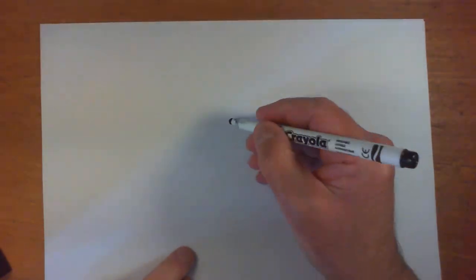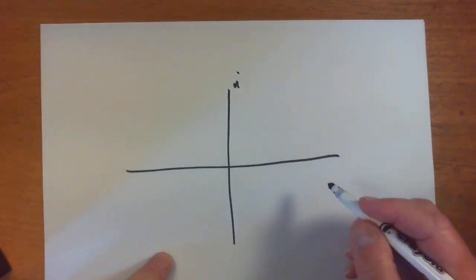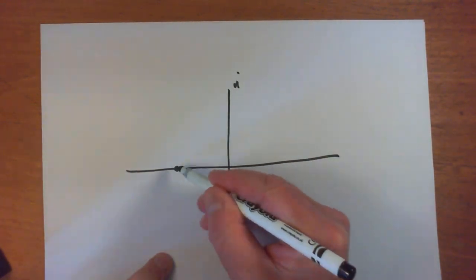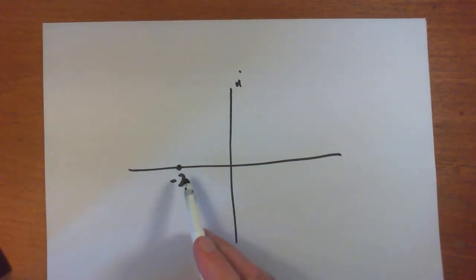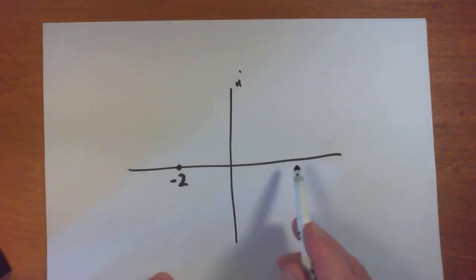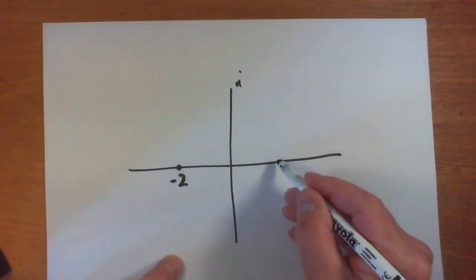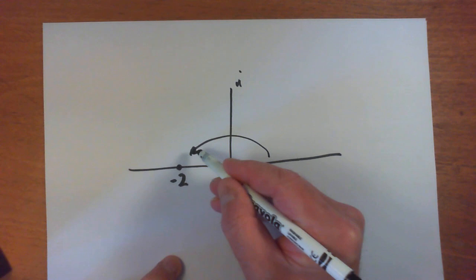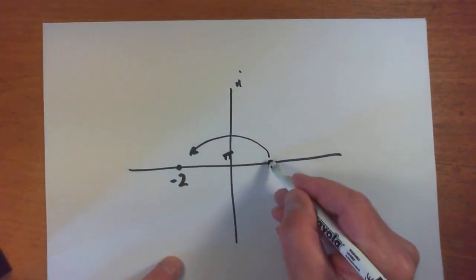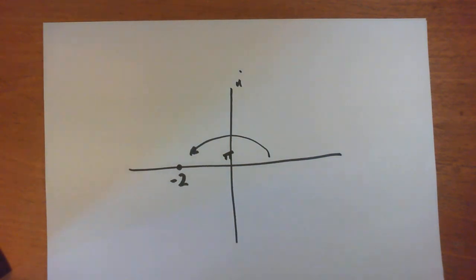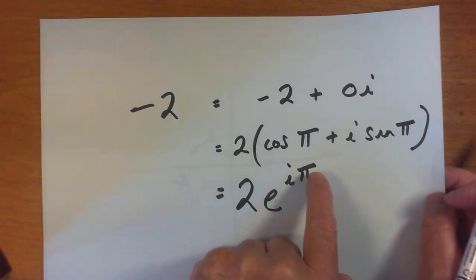So again, if I was to represent it on an Argand diagram, there's -2 here, okay? So it's on the real axis. It's got a modulus of 2 just from there to there, and the angle is pi. Okay, it's that angle gone from there to there. So that's where this has come from. This angle here, pi.